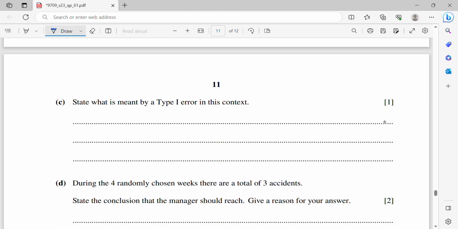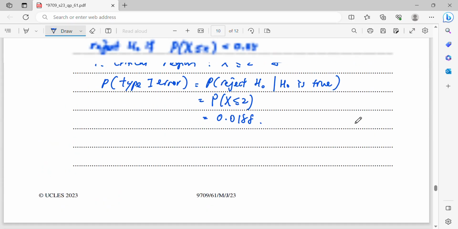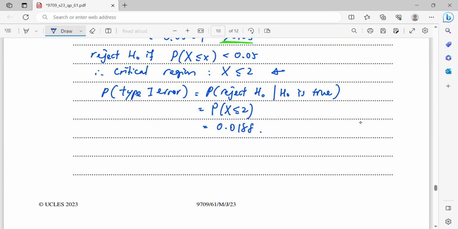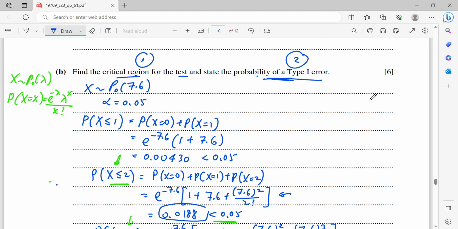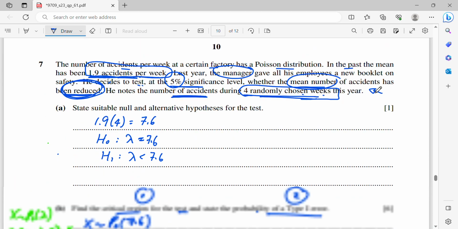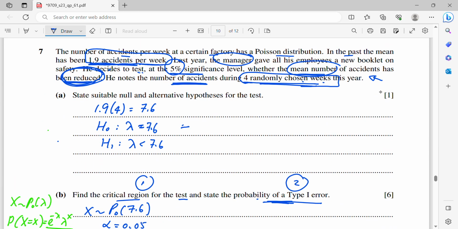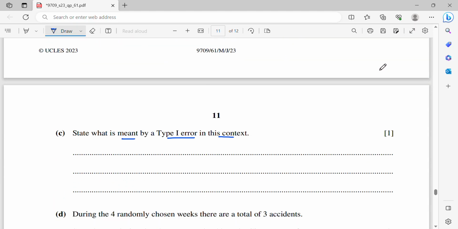Now C. State what is meant by a type 1 error in this context. When you refer back to the definition, a type 1 error means rejecting H0 given that H0 is true. So what is your H0? Your H0 is lambda equals 7.6. When you reject H0, we are accepting H1. So it's basically that the mean number of accidents has been reduced, because it's less than 7.6.